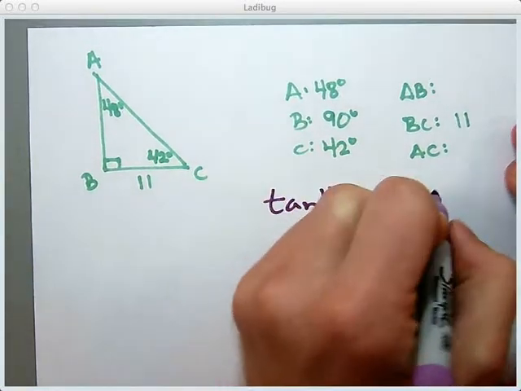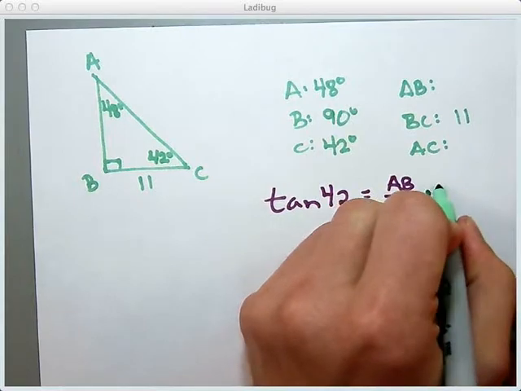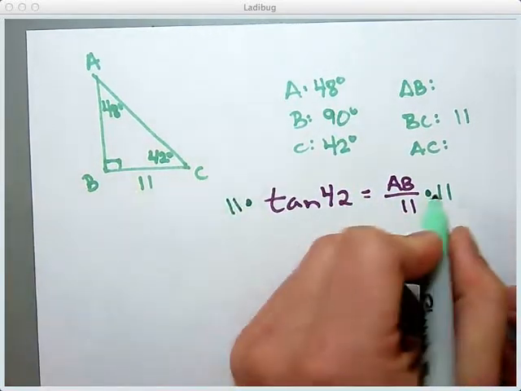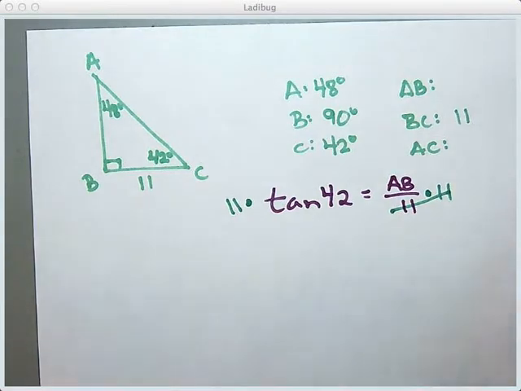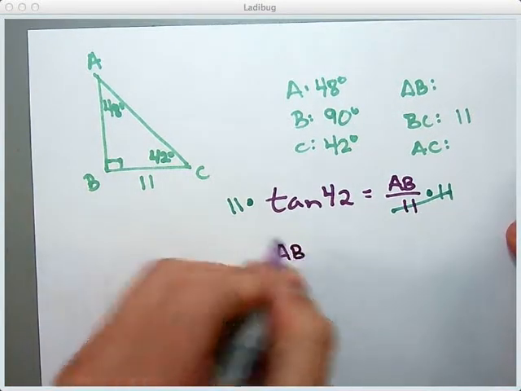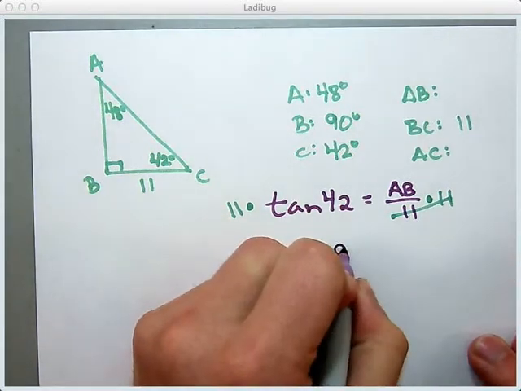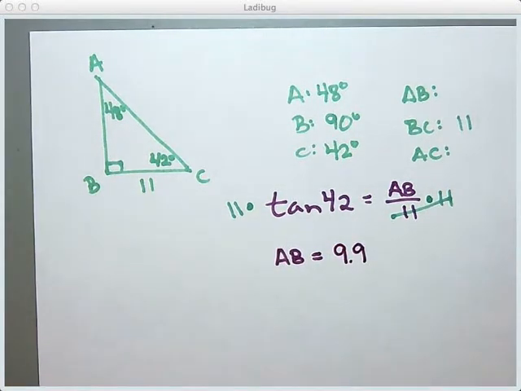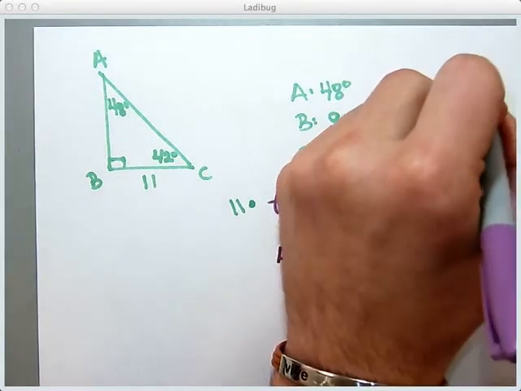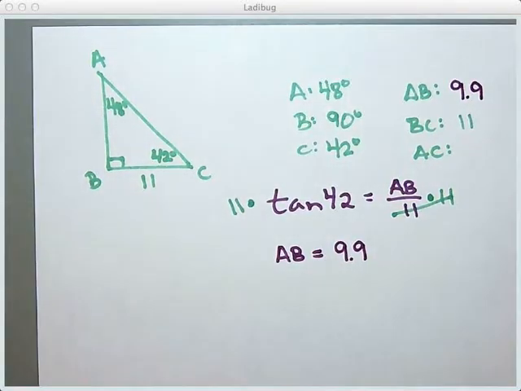To solve for AB, I need to multiply both sides by 11. Therefore, I know that AB is going to be 11 times the tangent of 42. I want everybody to type this on your calculator and make sure you get the same answer as me, because your calculator will get a little bit mad if you have it in radian mode, so I want to make sure everybody's in degree mode. Okay, so I know that AB is 9.9. Has to be in degree mode.